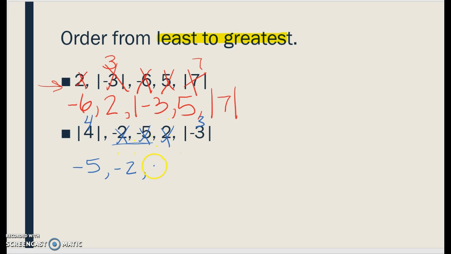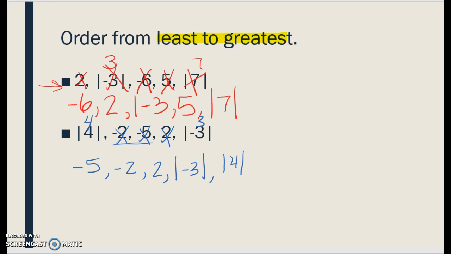Then I would have my +2. The absolute value of -3 would come next, because that value is 3. And then the absolute value of 4. So be careful when you're putting these in least to greatest order. Make sure you write an original form, and be careful with your negative numbers. Remember that the negative number that's farthest from 0 is the smallest value.